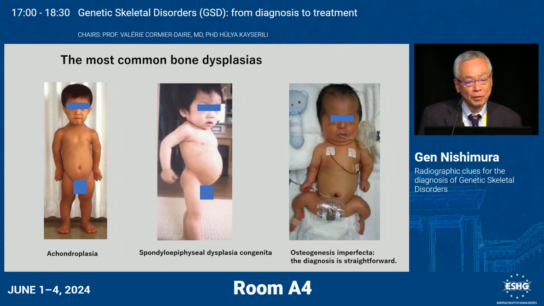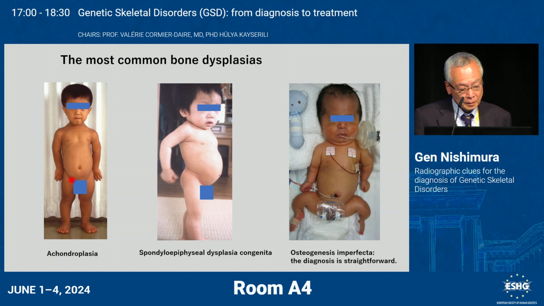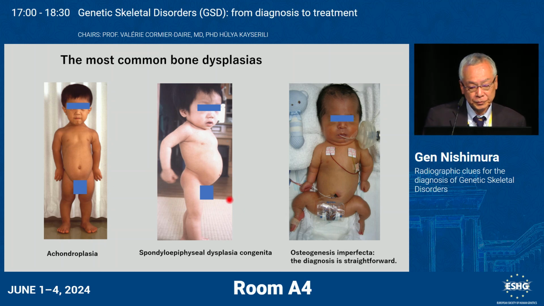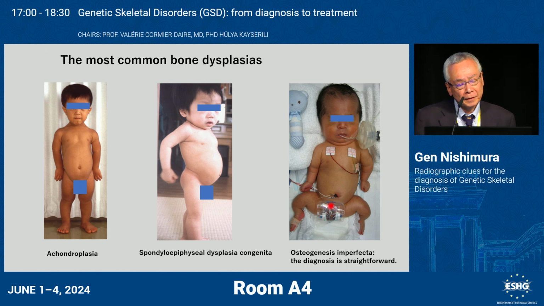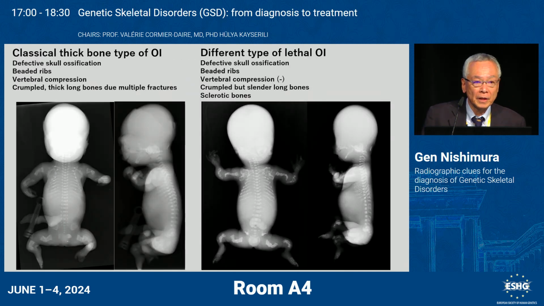Here are three common bone dysplasias: achondroplasia, spondyloepiphyseal dysplasia congenita, SEDC, and osteogenesis imperfecta, OI. Diagnosis of OI, generally speaking, is straightforward because of bone fragility associated with multiple fractures and bowing of the limbs. However, there may be some pitfalls.